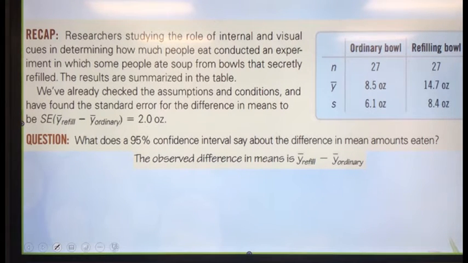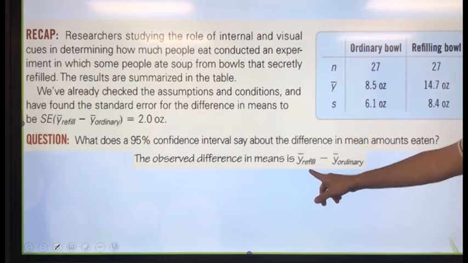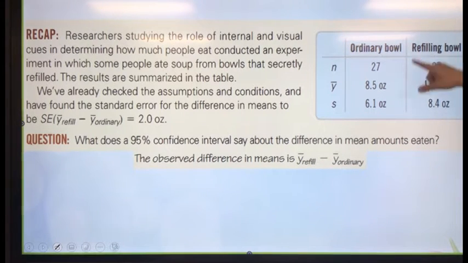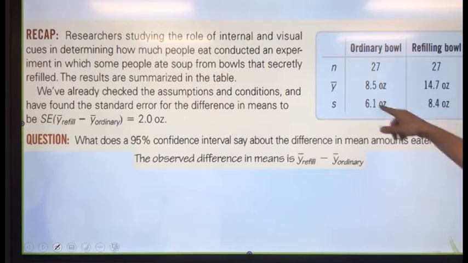Researchers studying the role of internal individual cues in determining how much people eat conduct an experiment in which some people ate soup from bowls that are secretly refilled. The results are summarized in the table. We've already checked the assumptions and conditions and found that the standard error for the difference in means is 2 ounces. What does a 95% confidence interval say about the difference in means of the amount eaten? So I have an ordinary bowl and a refill bowl. And I want to observe the difference of refill minus ordinary. So very important, the first one, my 1, will be refill. And then my 2 is going to be ordinary.